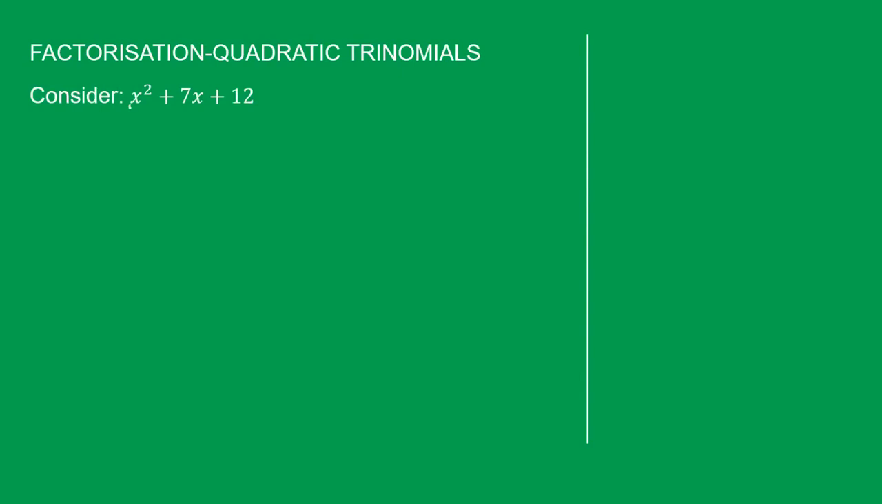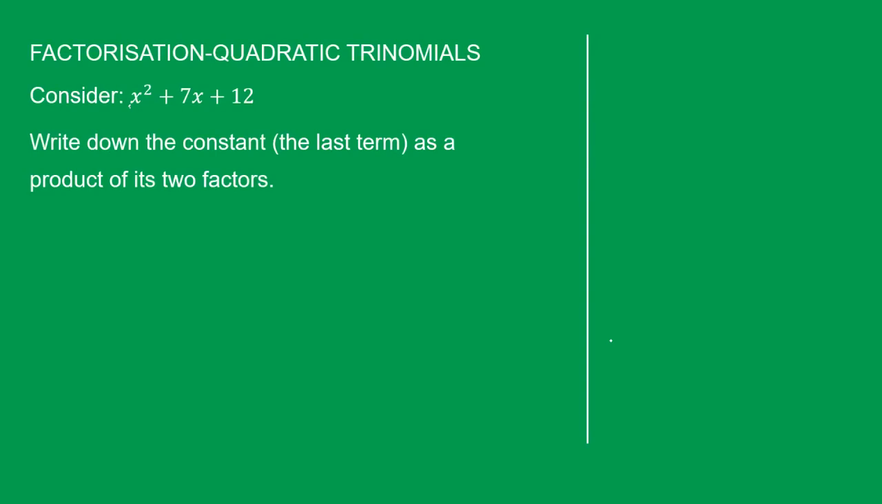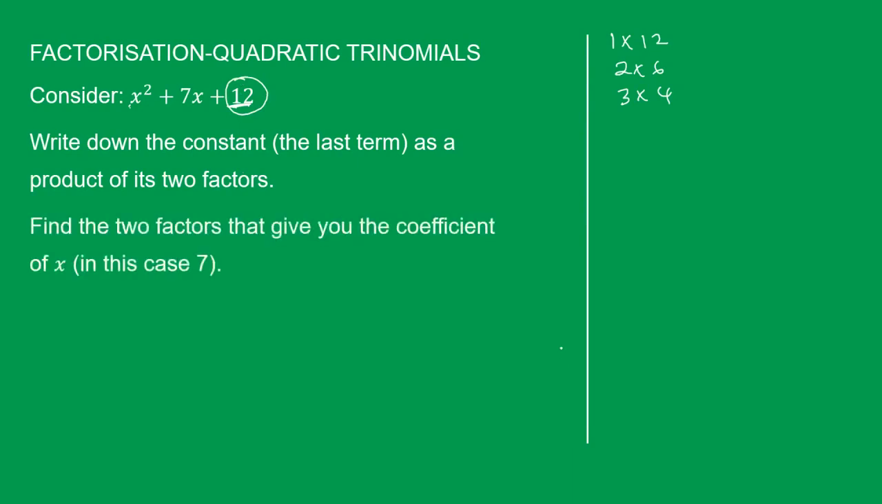Consider x squared plus 7x plus 12. How do we factorize? So what you do, write down the constant, in this case 12, as a product of its factors. So 12 can be 1 times 12, can be 2 times 6, can be 3 times 4, then it can be 6 times 2. 6 times 2 and 2 times 6 is just the same thing. Write the constant, the last term, as a product of its two factors. And then find the two factors that give you the coefficient of x.